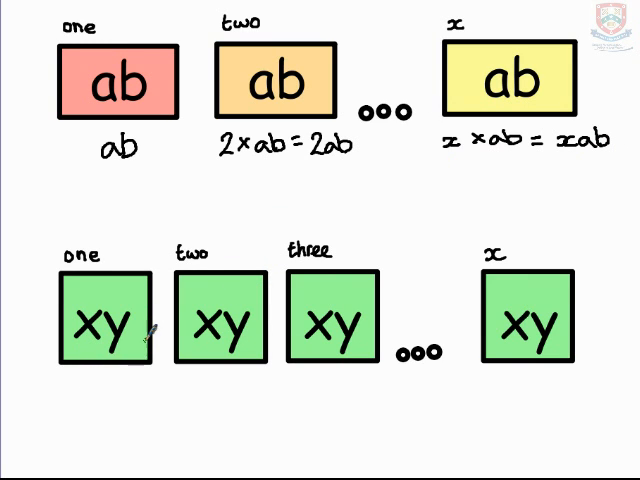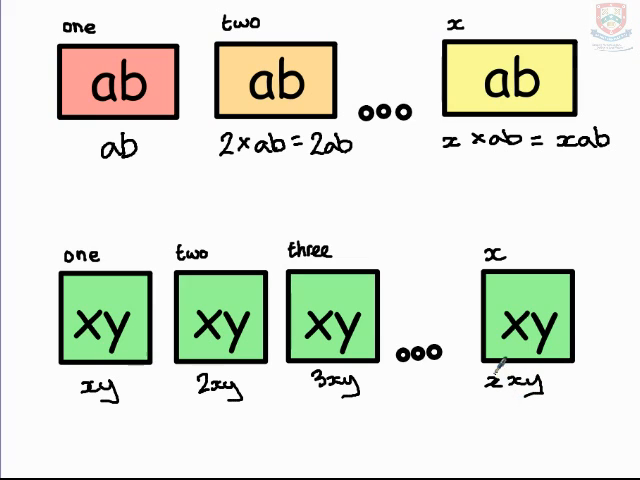So what happens when we use one of the letters twice? Well, it's just as simple. If I've got this shape, which has got an area of xy, if I've got one of them, that's xy. If there's two of them, that's 2xy. There's three of them, that's 3xy. But if I've got x of them, I've got x times xy. Now that's really bad algebra.